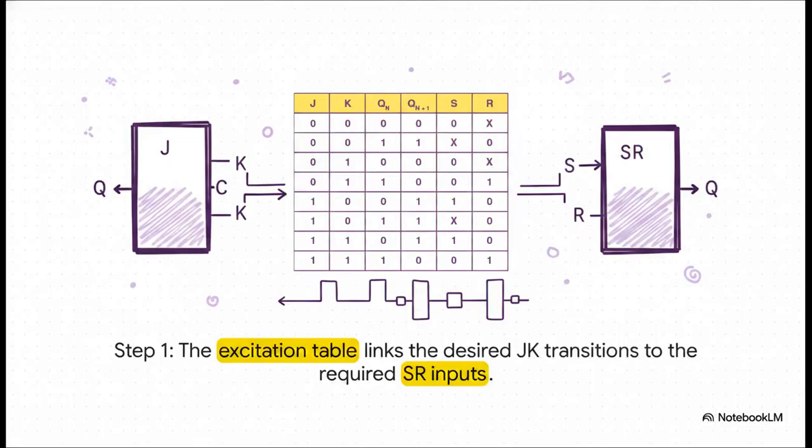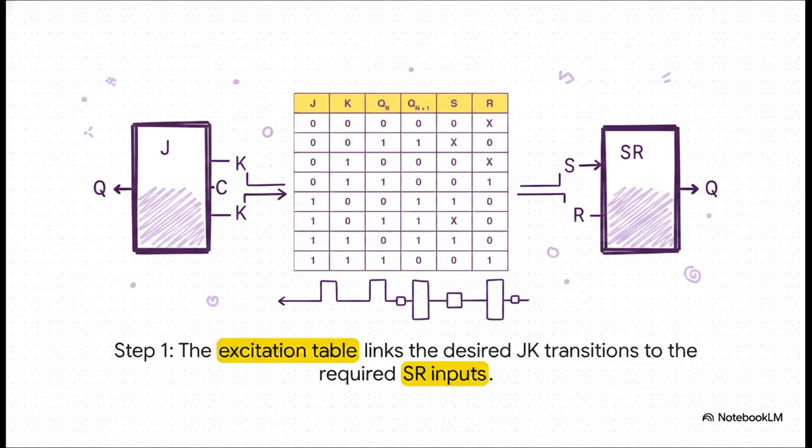Okay, here's step 1, making the excitation table. Look on the left side. We list every possible combination of our target inputs J and K and the present state, which we call Qn. Then, for each row, we write down what the next state, Qn plus 1, should be. We get that right from the JK flip-flop's own characteristic table.